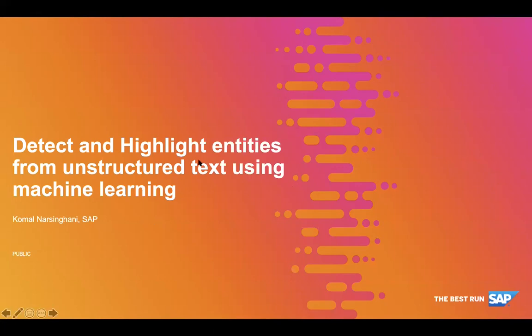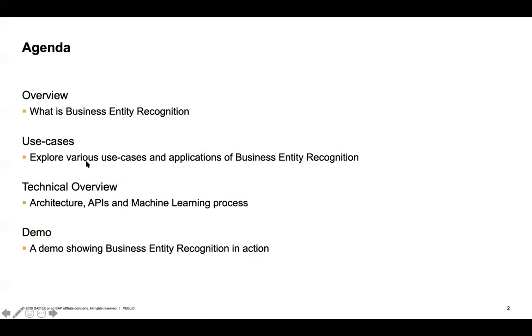So with that, I will get started with the agenda for the presentation. So the agenda is I would first go through what is business entity recognition, which is the machine learning service that we are going to be talking about and performing hands-on with. Then I would also explain some of the use cases and applications of business entity recognition where we are already using this service and what are the potential use cases of this particular service, especially for the field of HR. Then we would also have a technical overview, including the architecture, API, and the machine learning process of business entity recognition, and then a short demo showing business entity recognition in action.